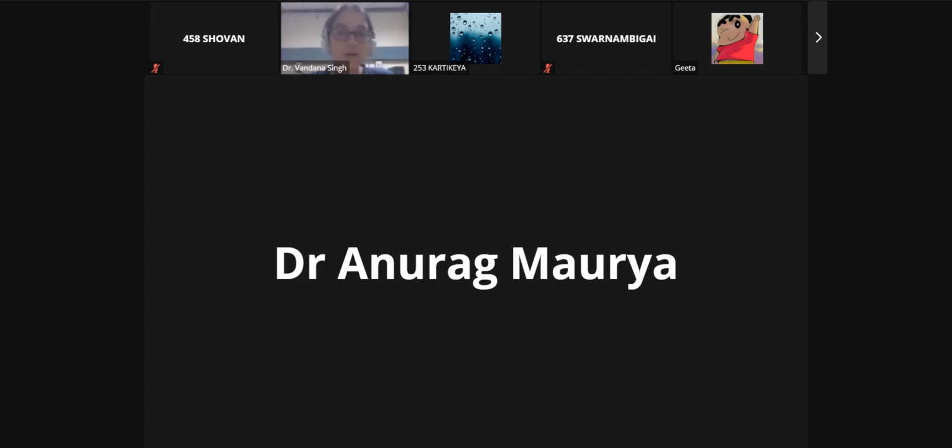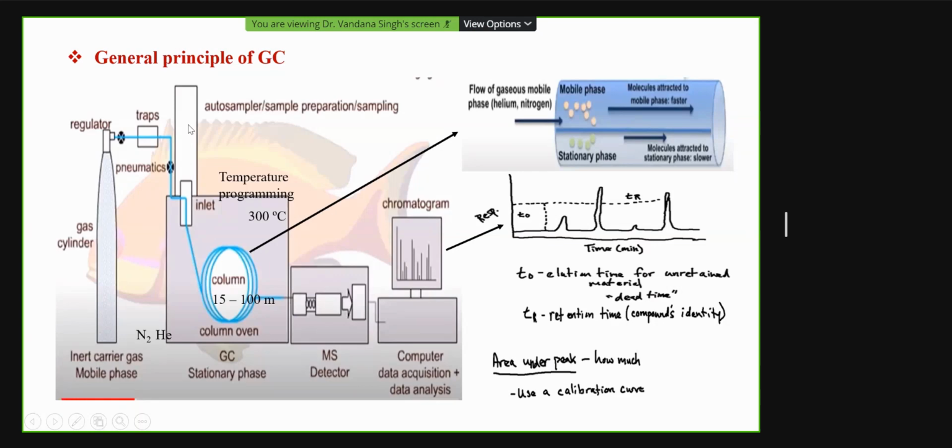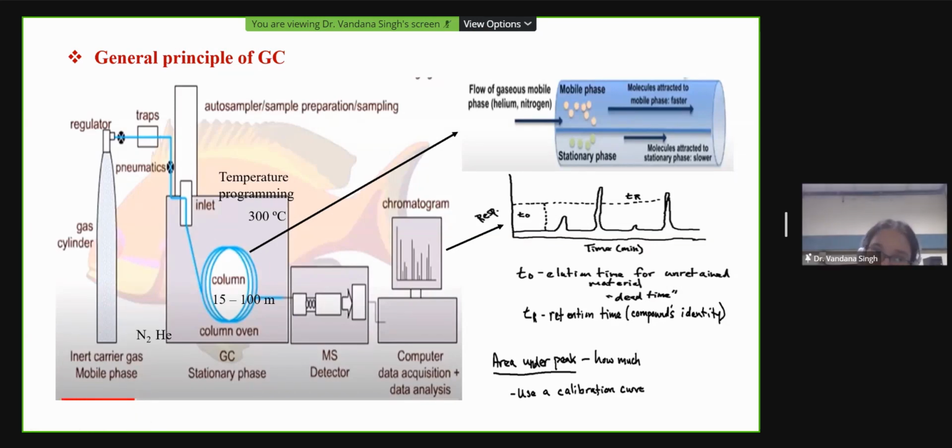Now we come to the sample injection port. The carrier gas is mixed with the sample, which is in a volatile state. The sample can be gaseous, liquid, or solid, but it should have the property of volatility.